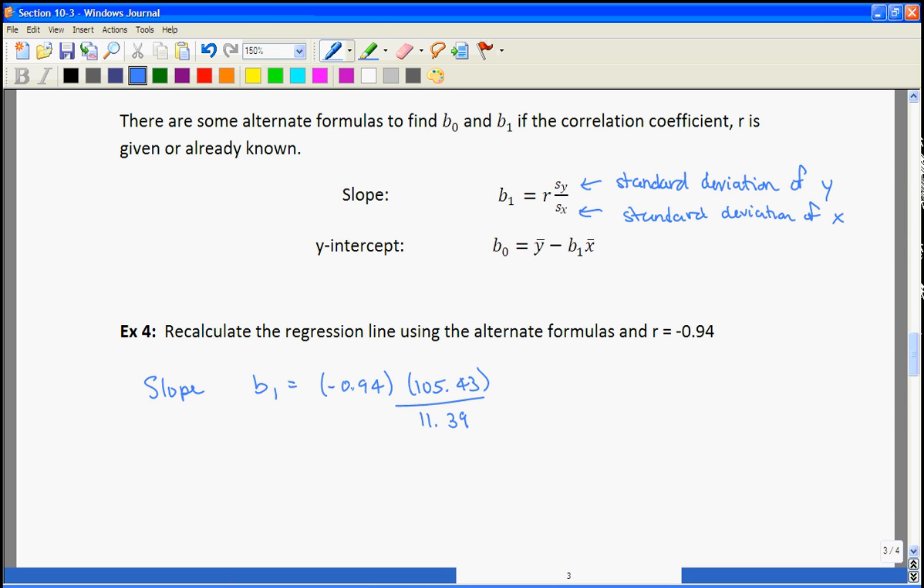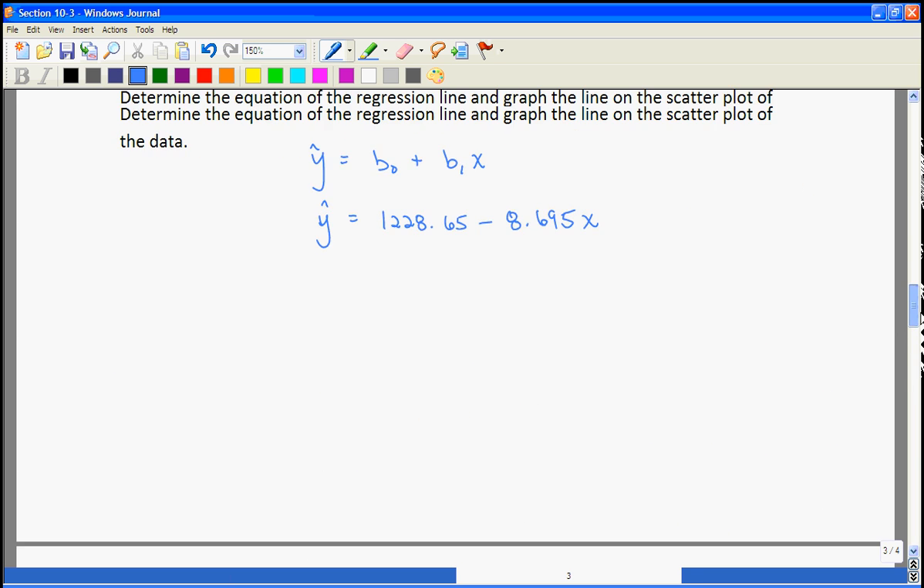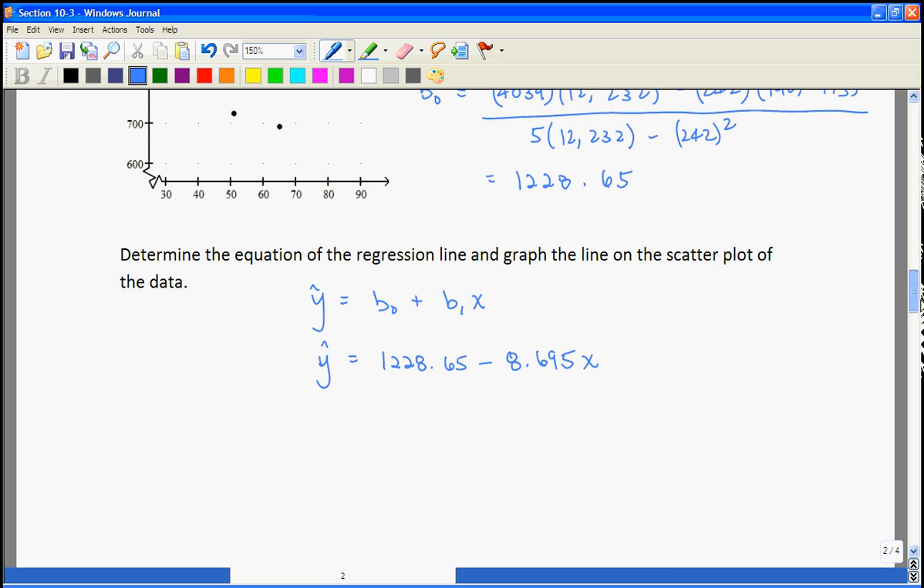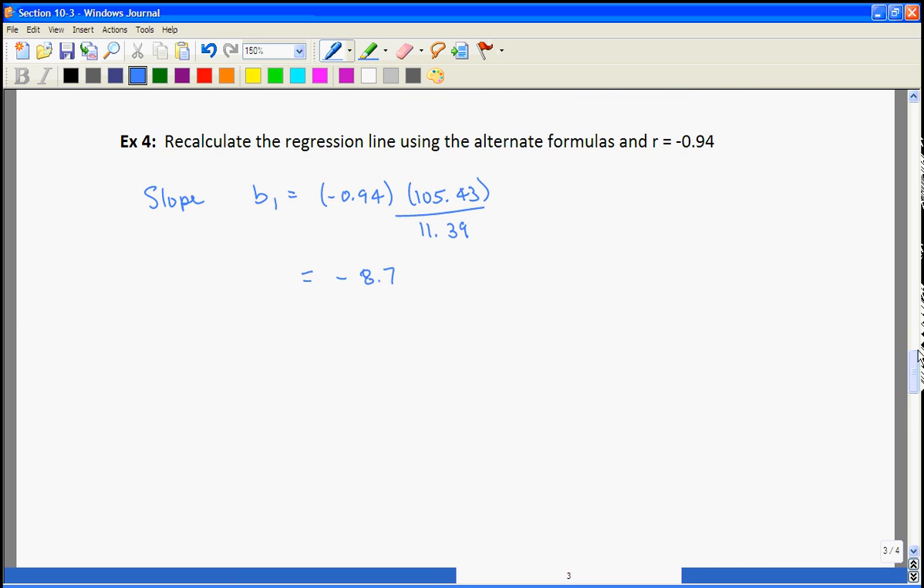Okay, so I think I have this set up right. R, our correlation coefficient, was given to us, or we found it earlier, negative 0.94. Standard deviation of y is 105.43. Standard deviation of x is 11.9. And if we divide all of that out, or multiply, we get negative 8.7. I have 0098, so I'll just leave it at negative 8.7, which is pretty close to what we got before, 8.695. I'm thinking if we had more decimal places in our standard deviations, we would have gotten even closer.